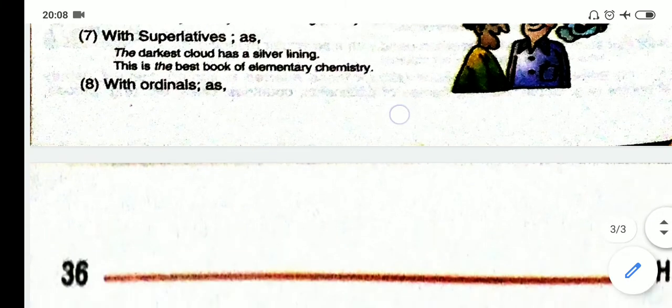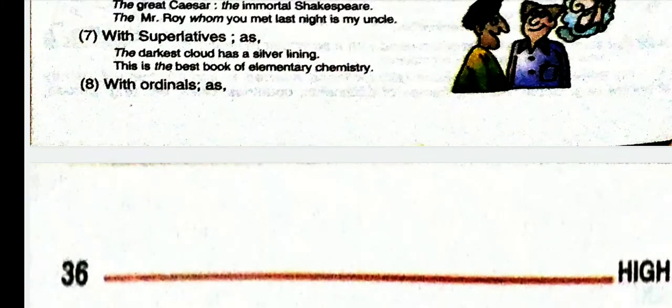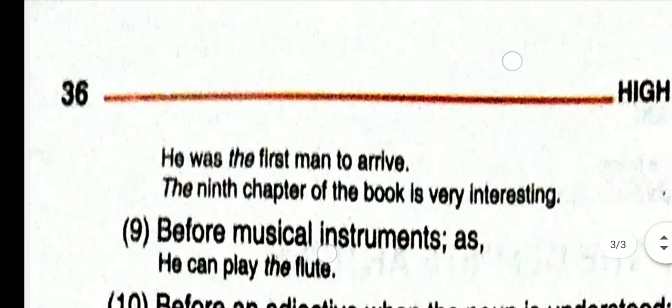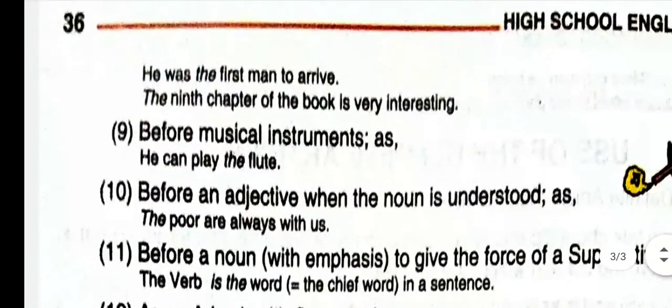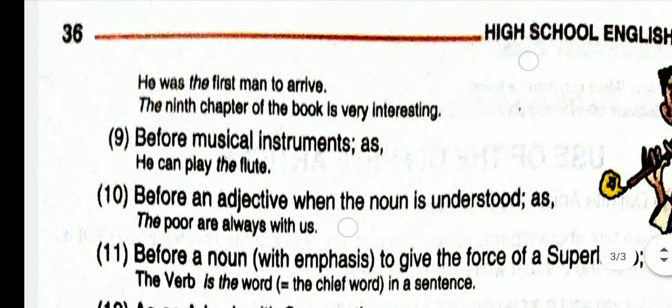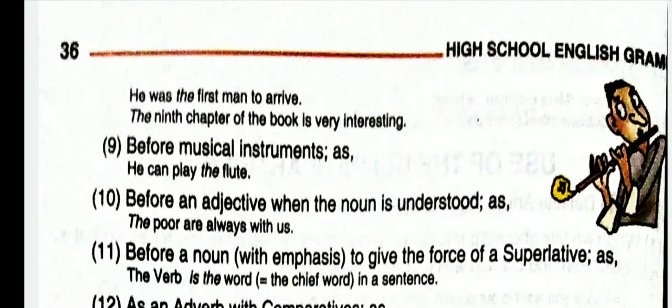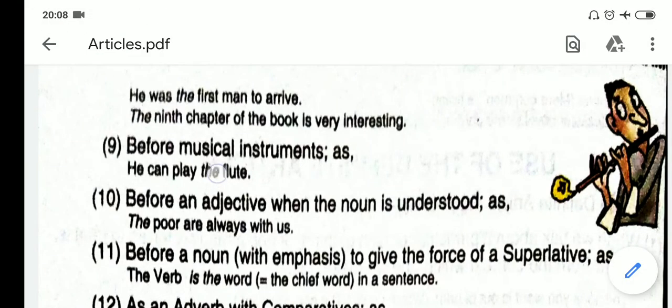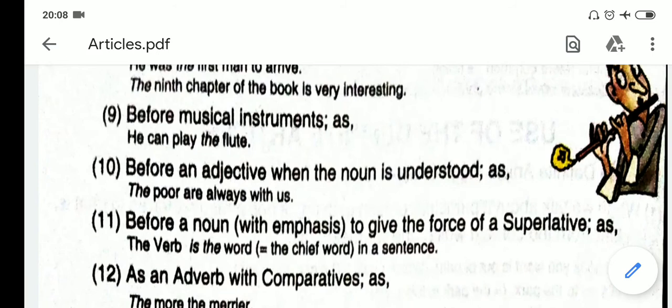With ordinals, ordinals meaning those that tell the order: first, second, third. Let's see. He was the first man. The first. First is an ordinal. It is telling us the number: first, second, third. It is telling us the numbers, the positions. The first man. He was the first man to arrive. The ninth chapter of the book is very interesting. Ninth is ordinal. Before musical instruments, we use article the. He can play the flute. He can play the piano. He can play the guitar.